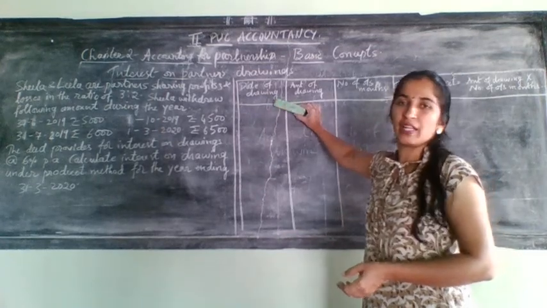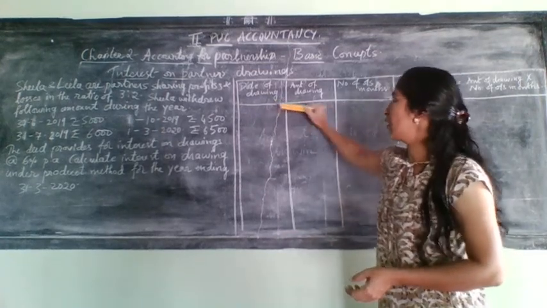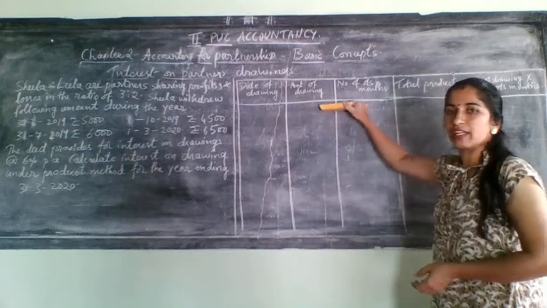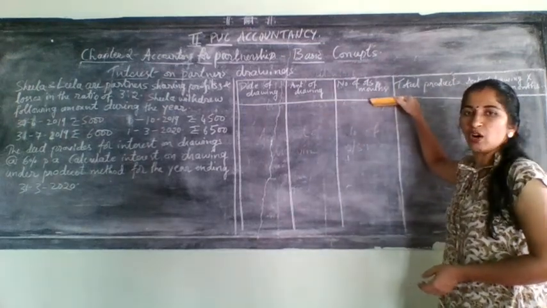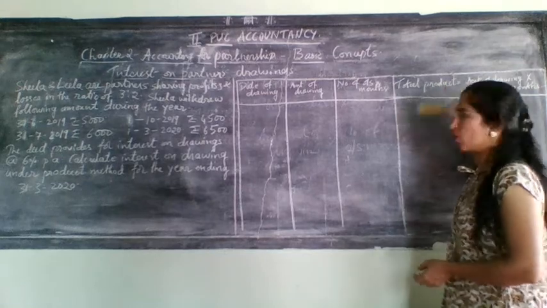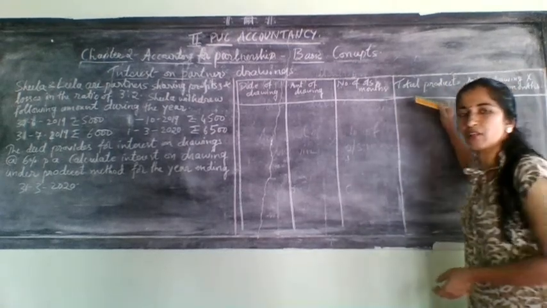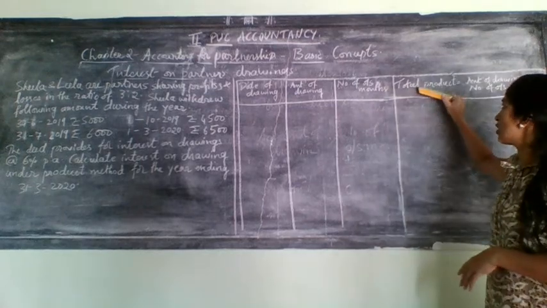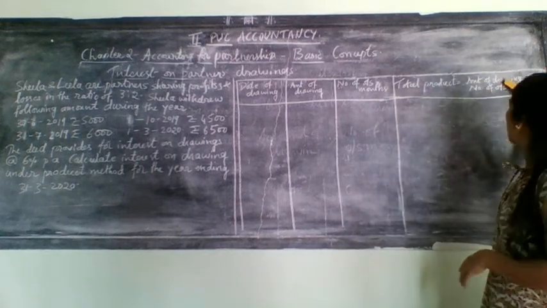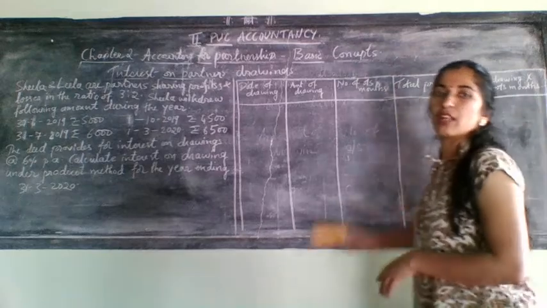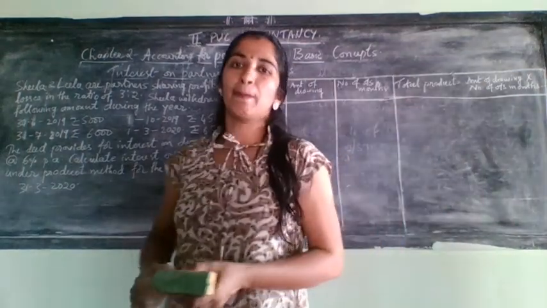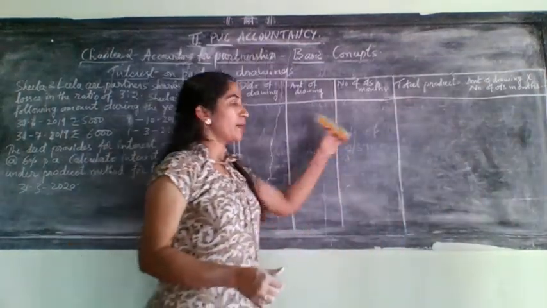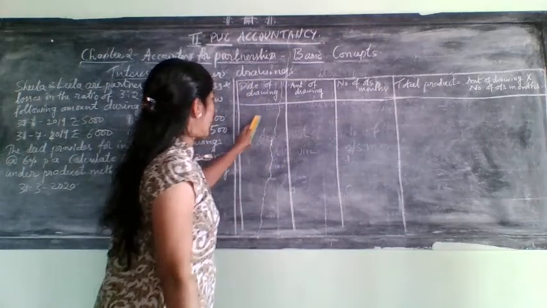First one will be date of drawing, next one will be amount of drawing, next column number of outstanding months. The last column is a bit changed. There we took interest on drawing directly, but here it is not like that. Here it is total product, which is equal to amount of drawing into number of outstanding months. Let us take the first one now.